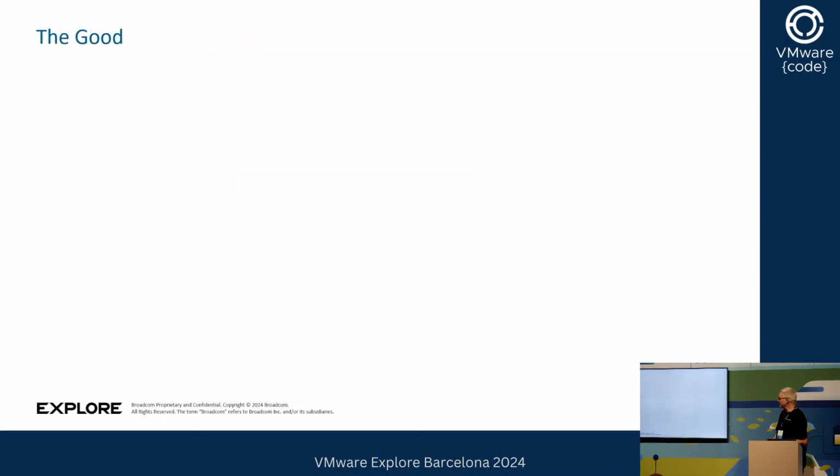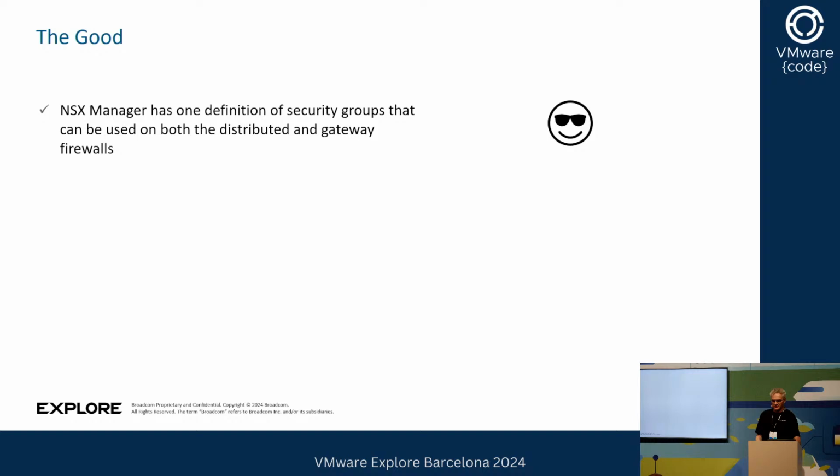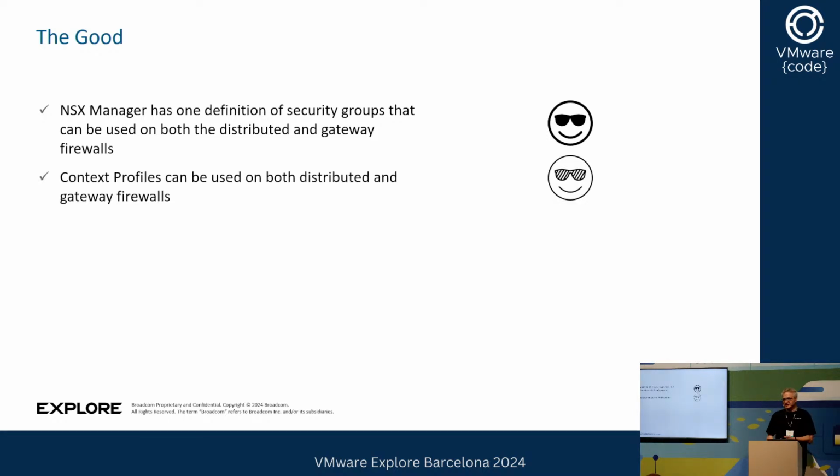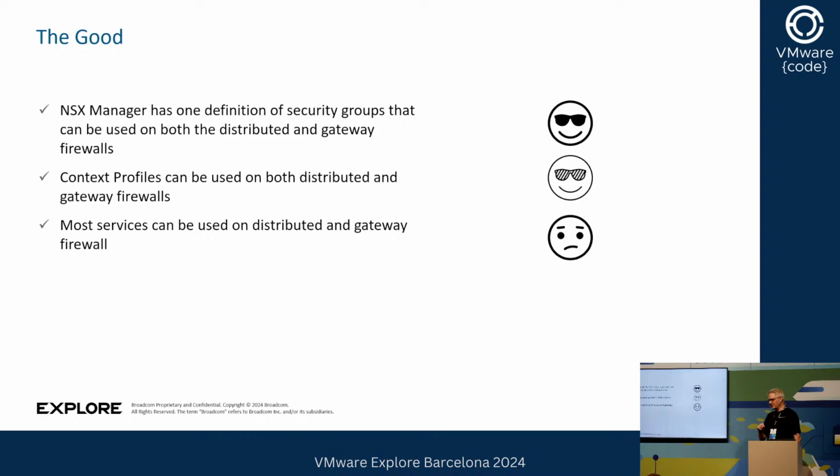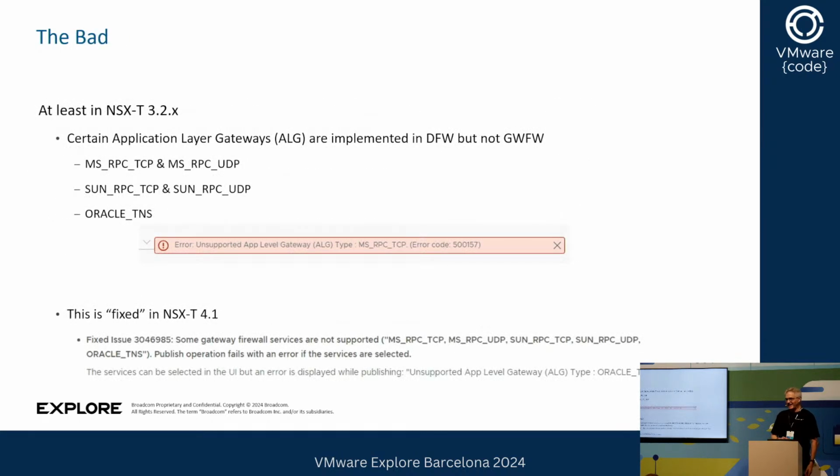So, what does NSX do for us that's good? All security groups can be consistently applied across distributed firewall and gateway firewall. So that's tag-based security groups, IP-based groups. All security groups can be applied, which is great. Context profiles can be applied to both the gateway and distributed firewall, also good. However, most services can be applied consistently on distributed and gateway firewall, which leads us to the bad.